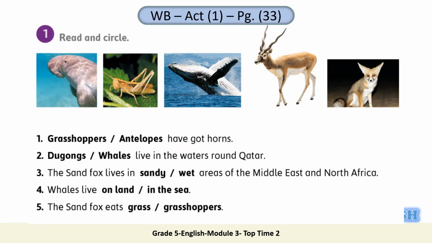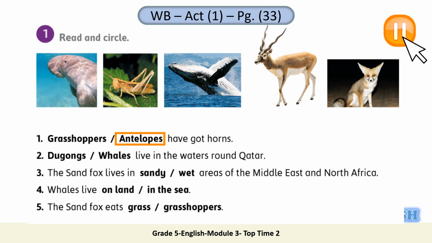Now open your workbook page 33, Activity 1. Read the sentences and circle the correct answer. Let's answer the first sentence together. 1. Grasshoppers, antelopes have got horns. The correct answer is yes, antelopes have got horns.